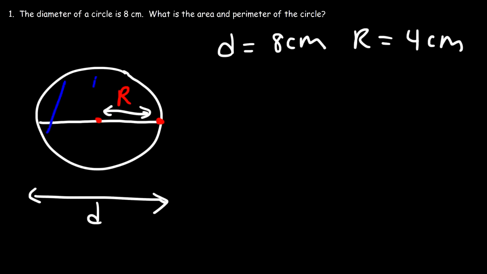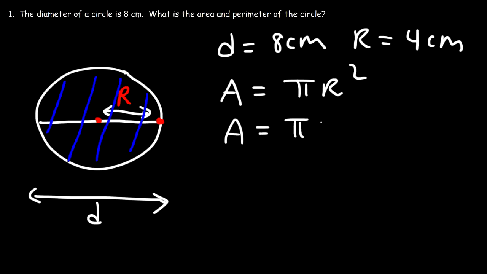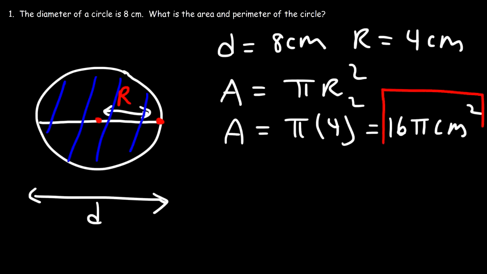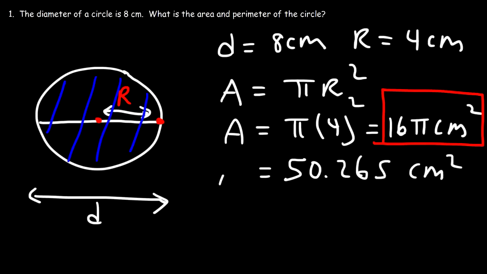Now, to calculate the area of the circle, we could use this formula. Area is pi r squared. So it's going to be pi times 4 squared, which is going to be 16 pi square centimeters. And so this is the area of the circle. Now, if you want to get the decimal value of that, I'm going to use the exact value for pi, 3.141592654 times 16. And so you should get 50.265 square centimeters for the area of the circle.